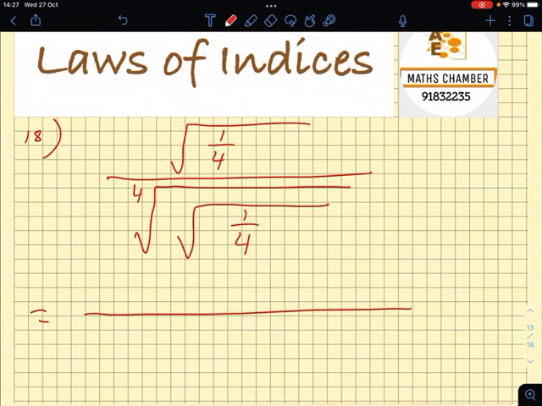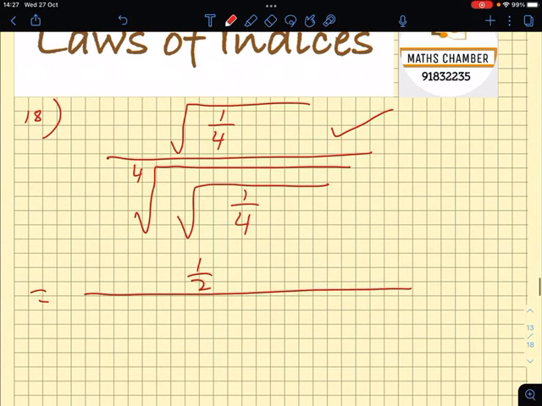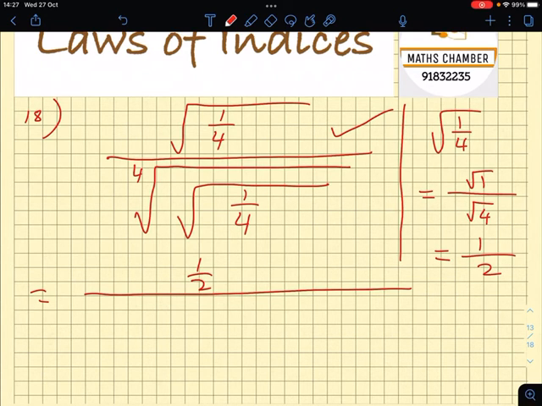So get the numerator. Square root of 1 over 4 means it's half, isn't it? You know why it's half now? Okay, let's show you. Square root of 1 over 4, right? It means we split the square root, square root of 1 and square root of 4. So square root of 1 is still 1, square root of 4 is 2, so half, okay? Simple.